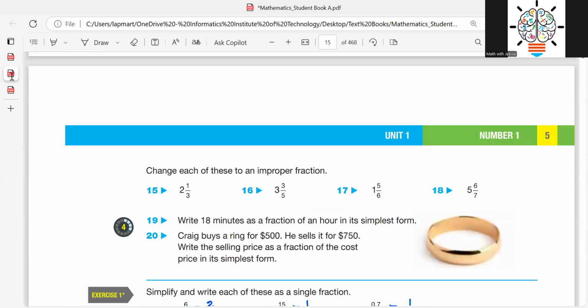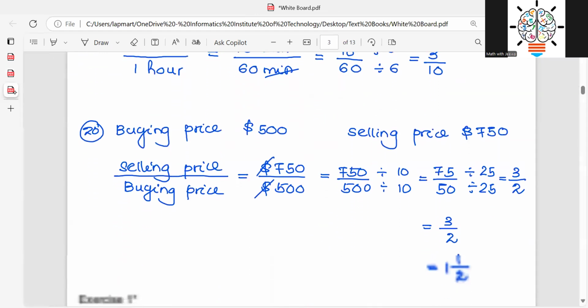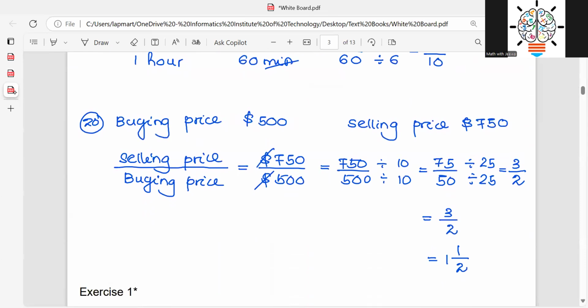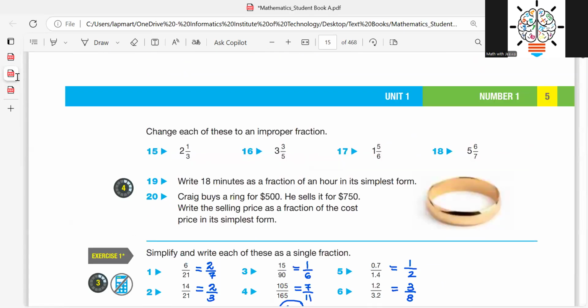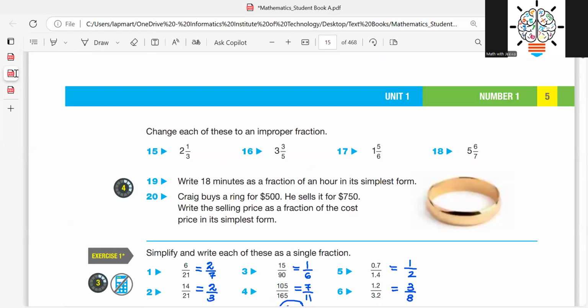Then look at the next question. They have given so many sentences, but you want to understand what they are talking about. So then this particular child buys a ring for $500 and he sells it for $750. So first, while you are reading the question, children, you just write down what is the buying price? It is 500. And what is the selling price? It is 750. What they're asking us to do is write the selling price as a fraction of the cost price.